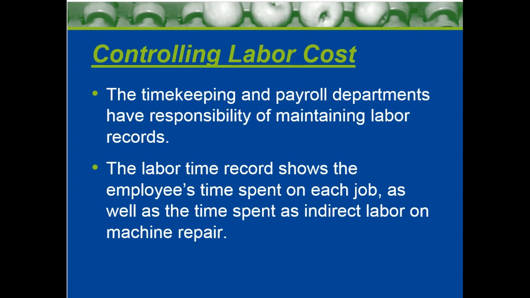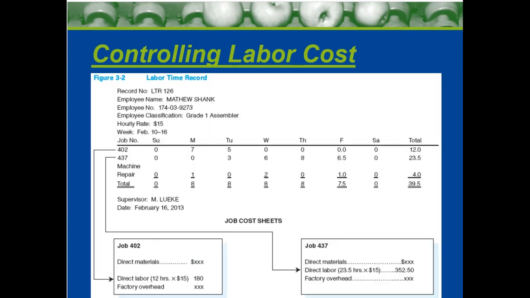It means that you're analyzing the timekeeping and the payroll departments, right? Because they mainly have the responsibility of these labor records. And it's just going to be broken down into several subsets, right? So it may be the employee's time spent on the job, it may be some type of indirect or direct labor costs. And here is an example where you have it broken down as far as a job, right?